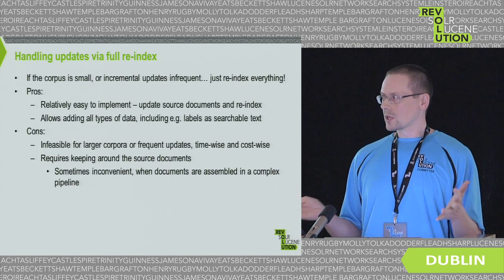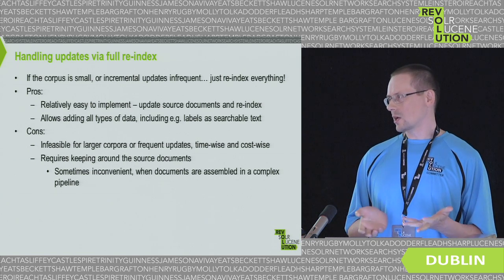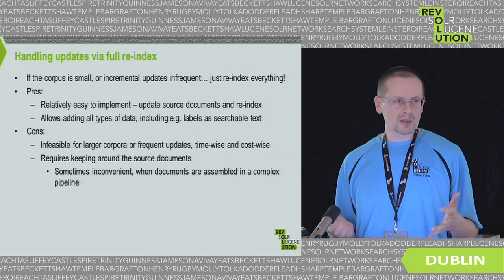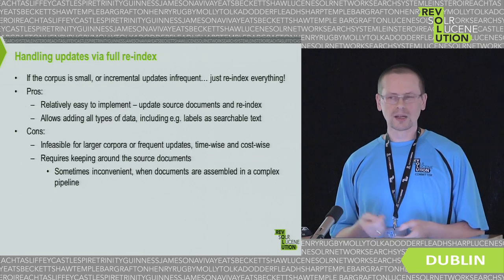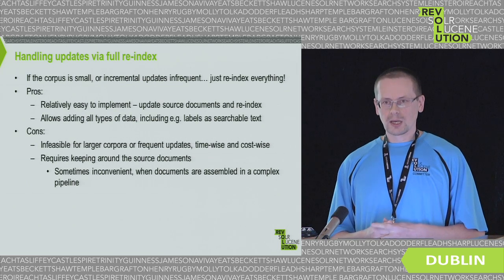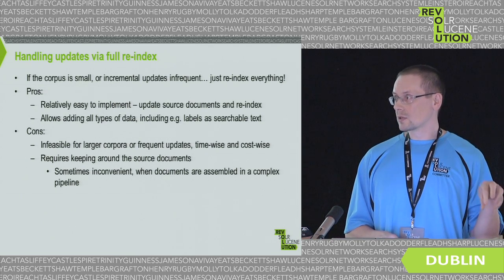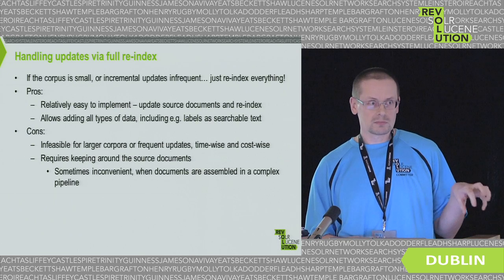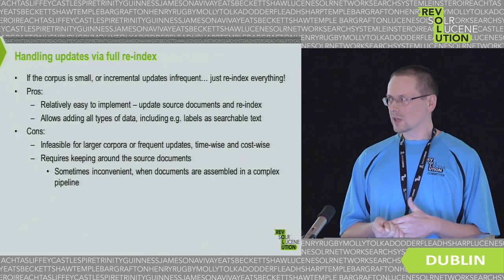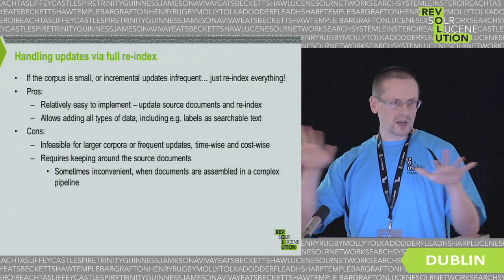If you have a larger corpus, if you have several million documents and you use complex analysis chains, maybe you are doing named entity recognition or parts of speech tagging or some other stuff or lookup in external databases, well, this, of course, quickly becomes infeasible, time-wise and cost-wise. And another aspect of this is that it requires that you keep the source of all documents, right? The source data has to be kept somewhere. And this is not always convenient, especially if the source data doesn't come from a single particular source, but instead it's assembled via a complex pipeline.